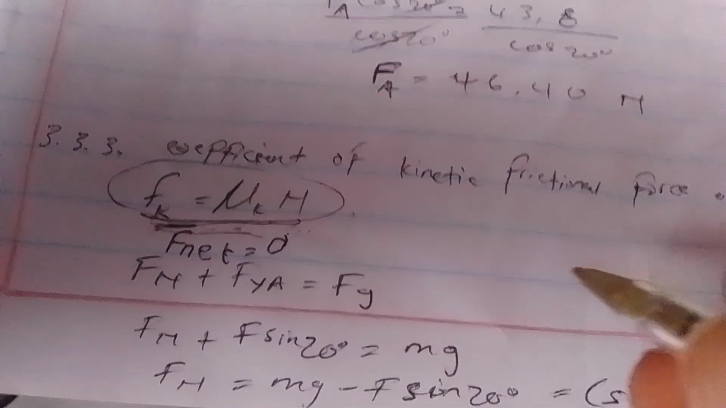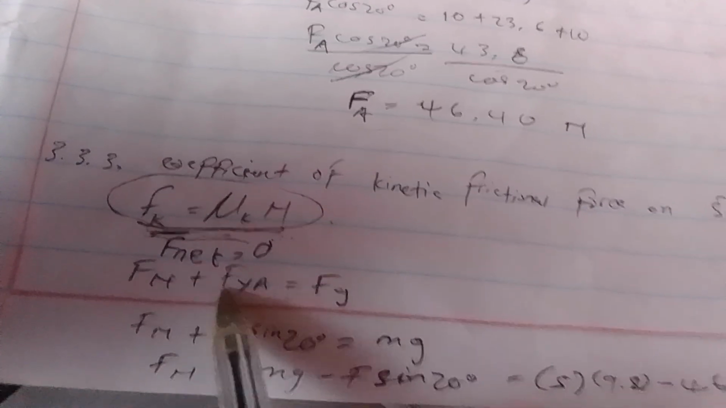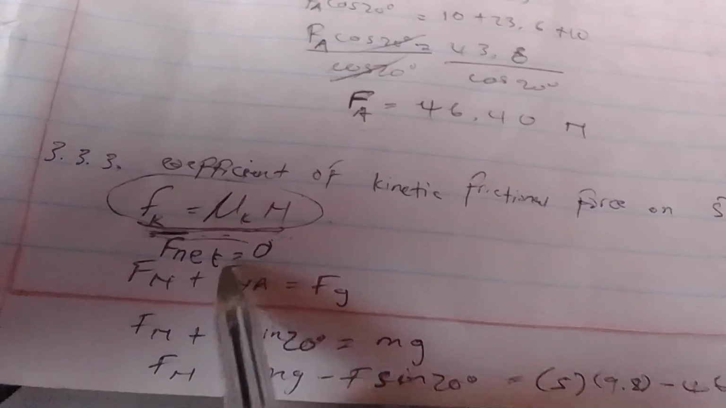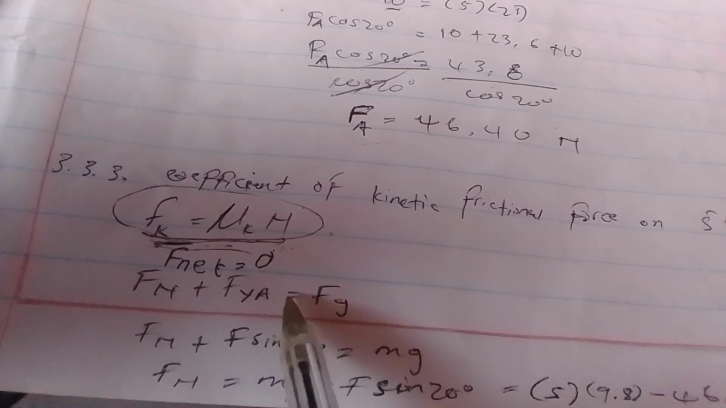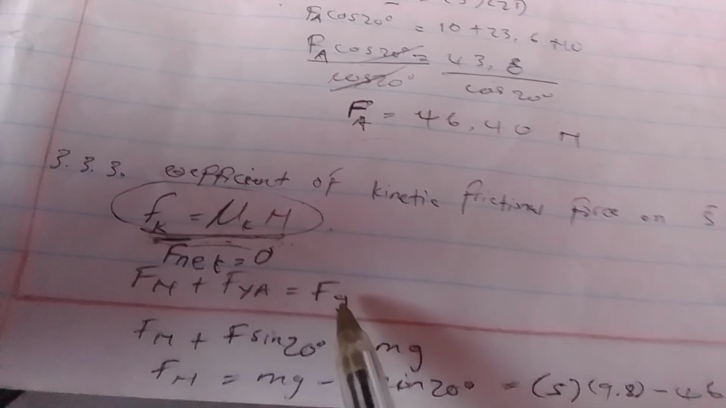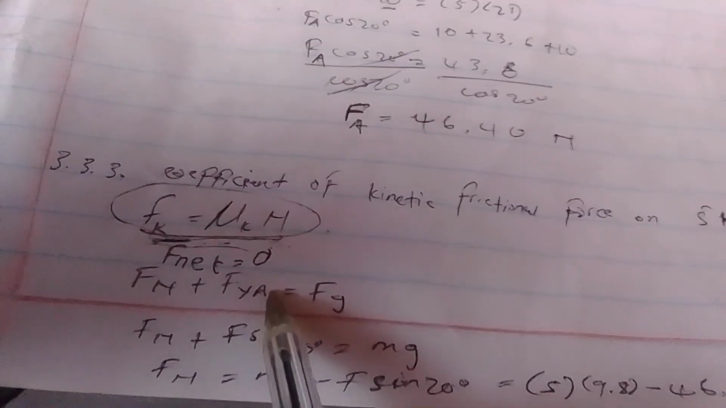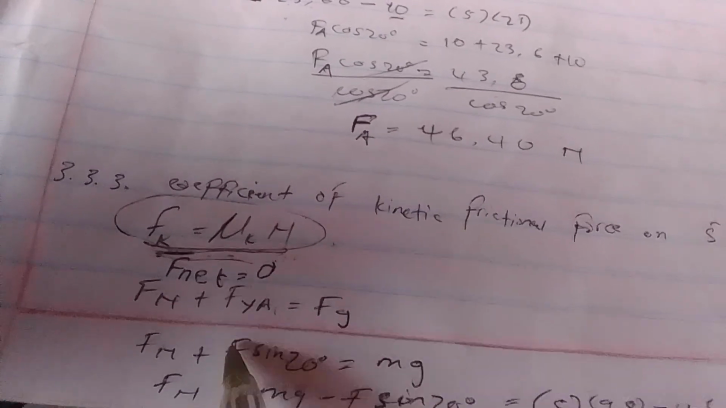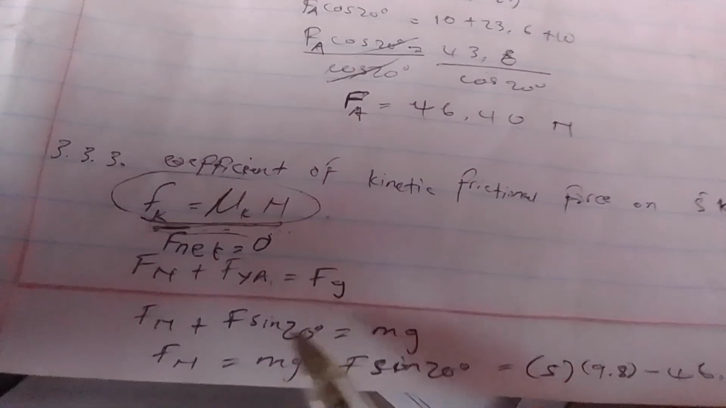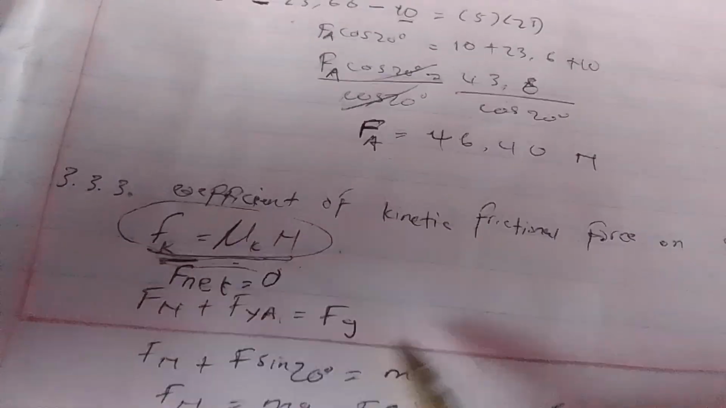So don't forget, our F net is acting upward, is positive, and our Fya is acting upward, is positive. So I just transposed Fg to the other side so that it becomes positive. If we place it here, it would be negative Fg, then it's equal to 0. I rushed things and just transposed Fg to the other side, and now it's positive. But it is basically like this.